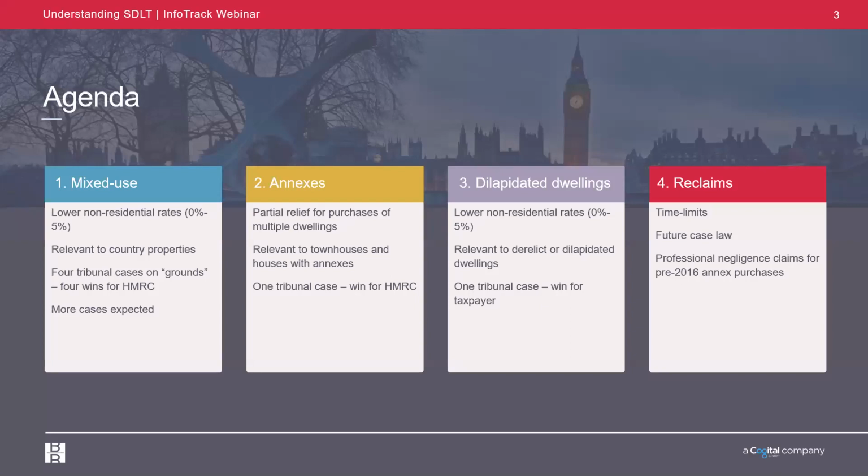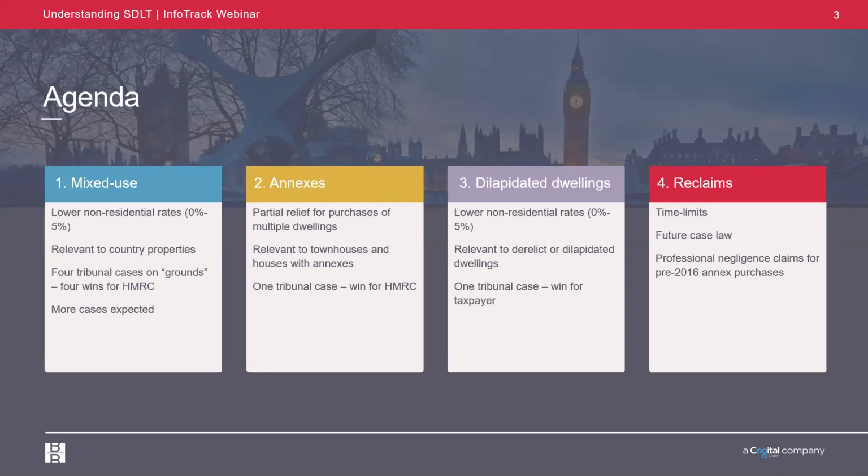Then we'll look at annexes and in what circumstances the purchase of a house with an annex, possibly a lower basement flat, might be eligible for a partial relief from stamp duty. And again, there's been 1 tribunal decision on this so far, more possibly in the future. And that was also a win for HMRC.